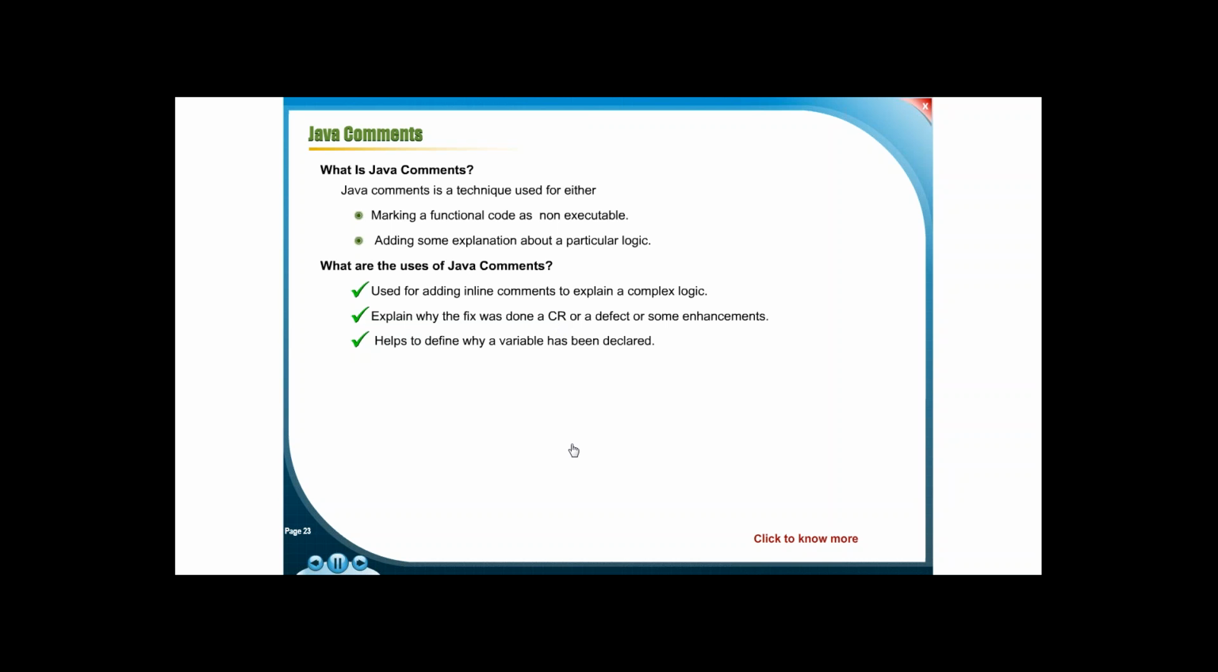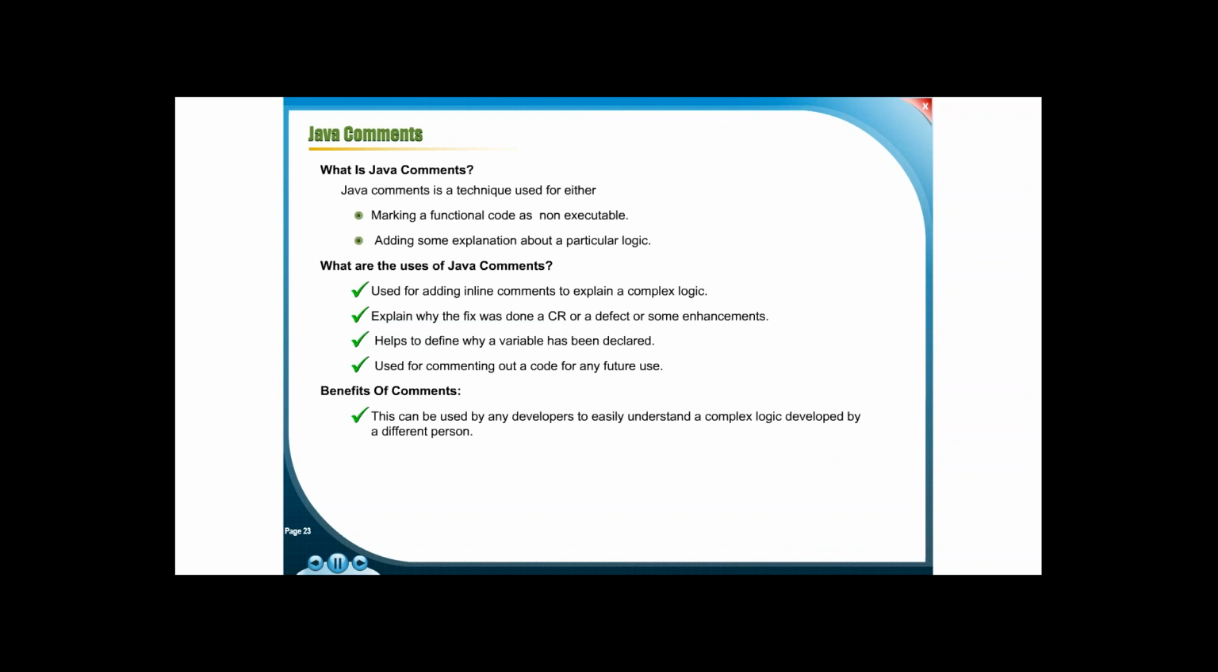To explain a change request, we depend upon comments. Comments also help define why variables have been declared, and are used for commenting out code for any future use. And benefits of comments: this can be used by any developer to easily understand a complex logic developed by a different person. That's what I explained to you at the beginning. And used for tracking the changes of the code, say a CR number or some defect number, bug. So here they are just mentioning the number over there. Hash represents number.